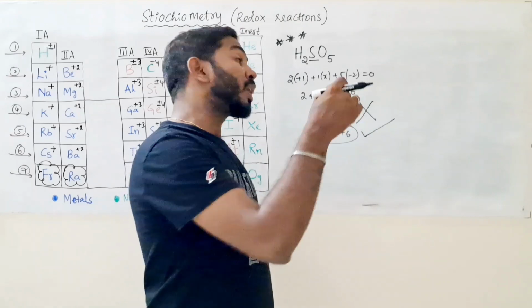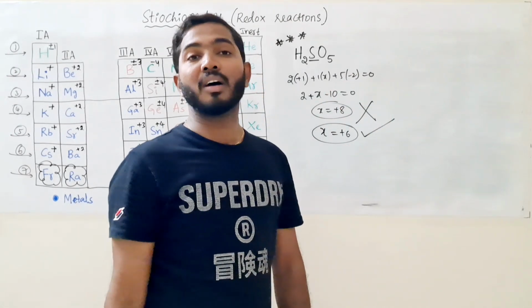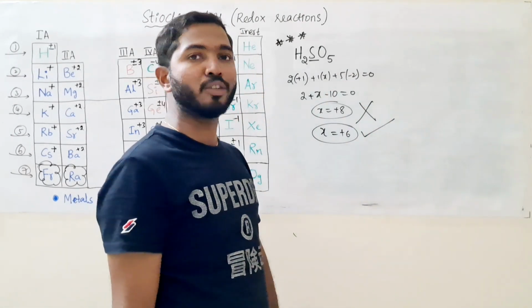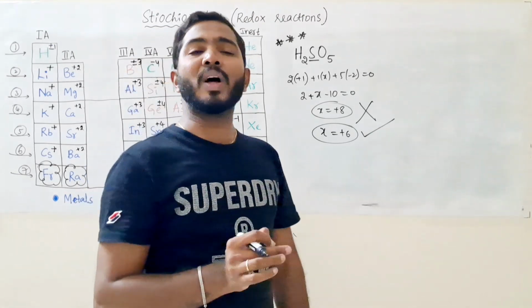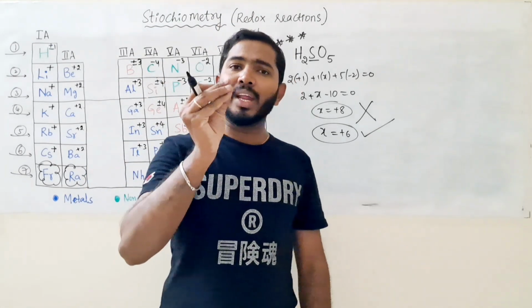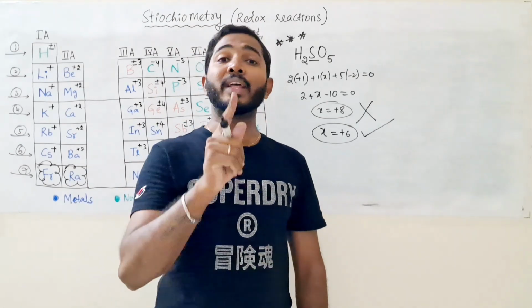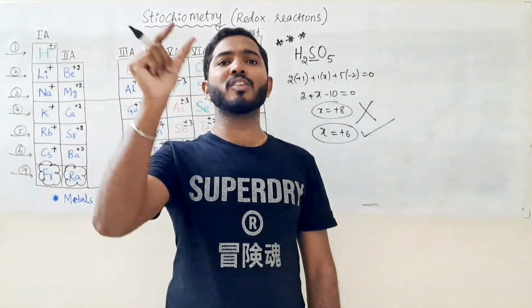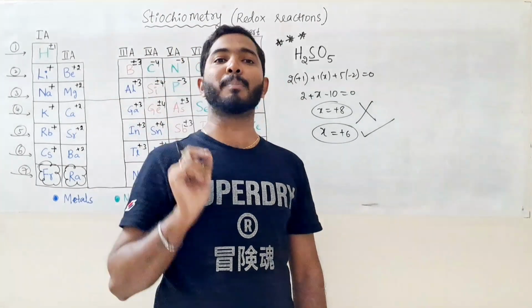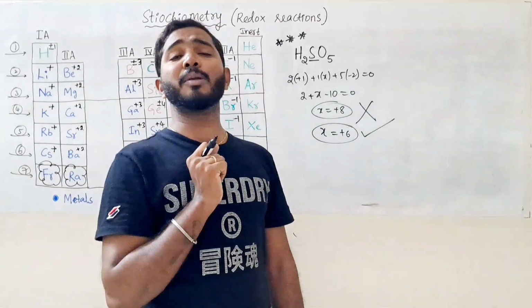But let me tell you how this +6 comes for H2SO5. Just one thing I would like to say here: whenever we get an oxidation number beyond its group number, we can expect peroxy bonds in that particular compound. Now, what does it mean, sir?